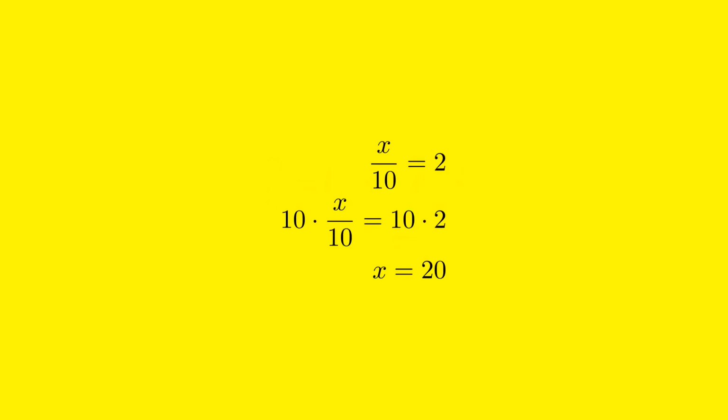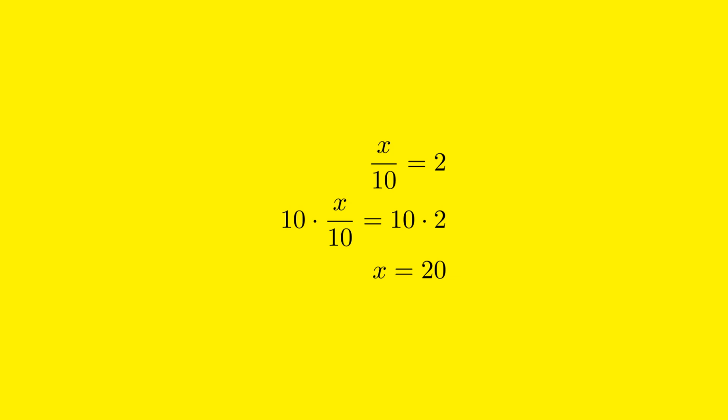Step 2. Now that we have isolated the term containing the variable x and simplified the equation to x divided by 10 equals 2, our next goal is to solve for x. Since x is divided by 10, we can cancel out the division by multiplying both sides of the equation by 10. This is based on the principle that multiplying both sides of an equation by the same number keeps the equation balanced. So, multiply the left side by 10 and the right side by 10.